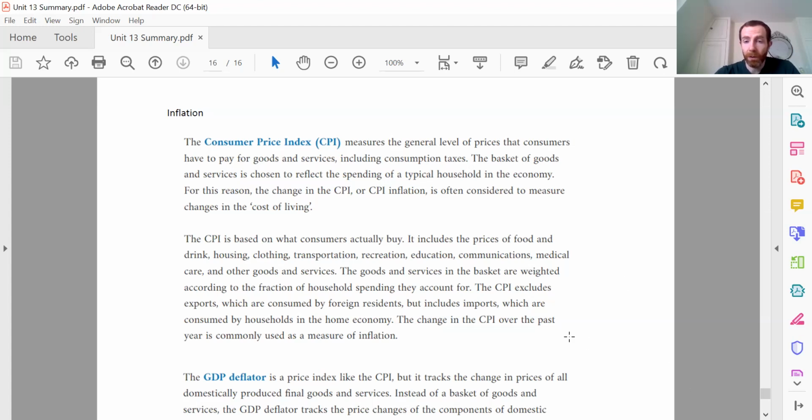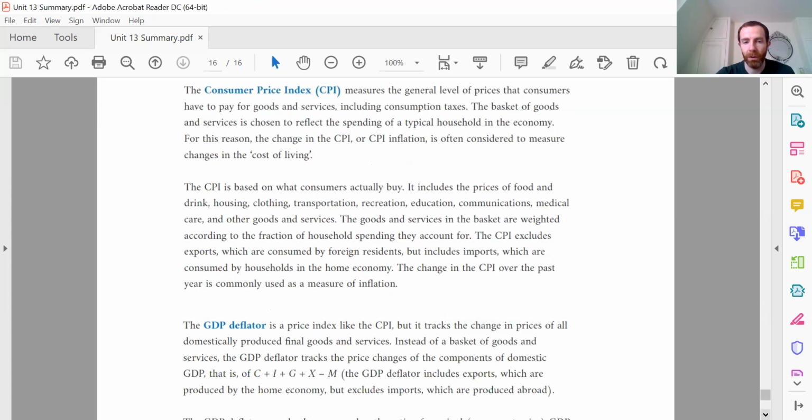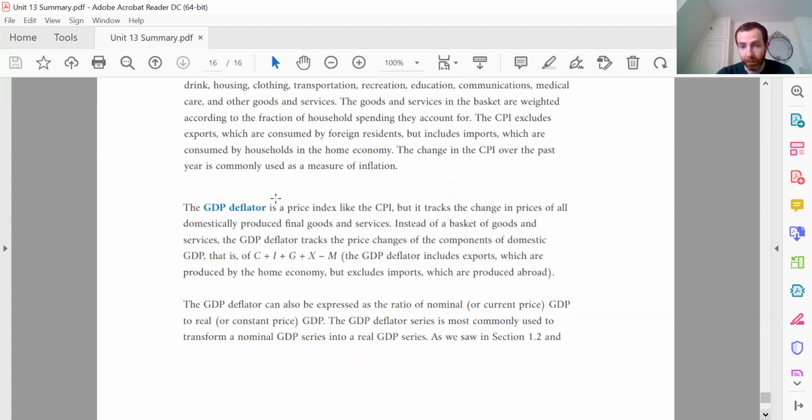Now, really importantly, CPI doesn't include exports, right? Because we're looking at spending on goods and services in our domestic economy, but it does include some imports, because some of the things that consumers in the domestic economy are buying could be coming from other countries. So that's an important consideration to keep in mind, particularly when we look at inflation based on the CPI versus inflation based on a different price index, which is called the GDP deflator.